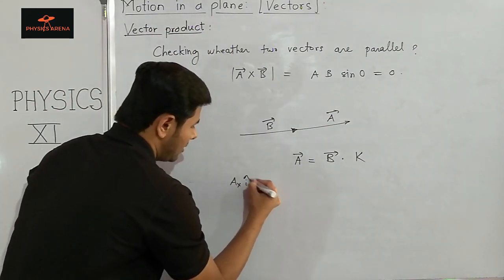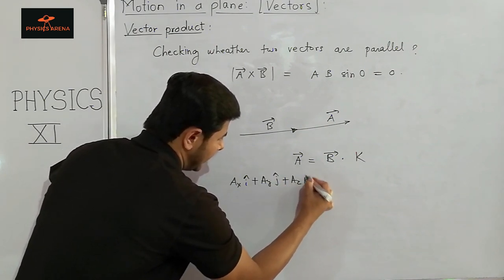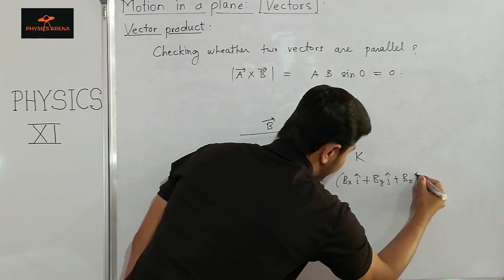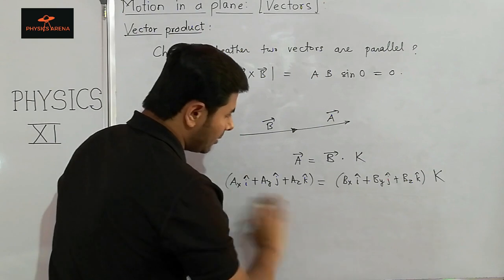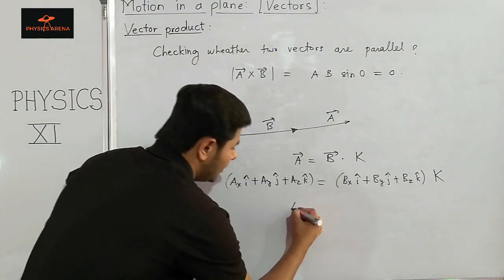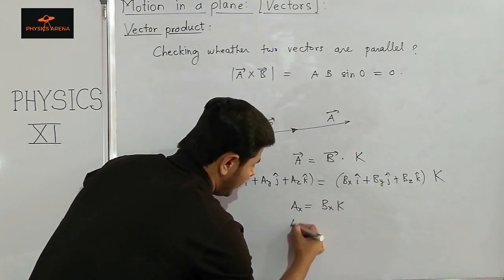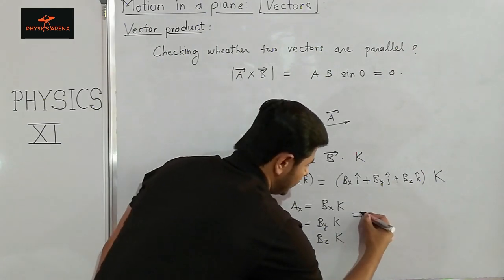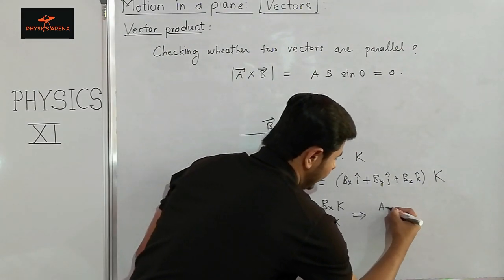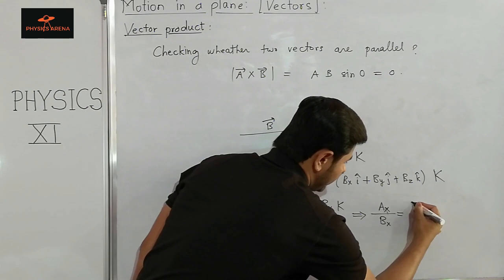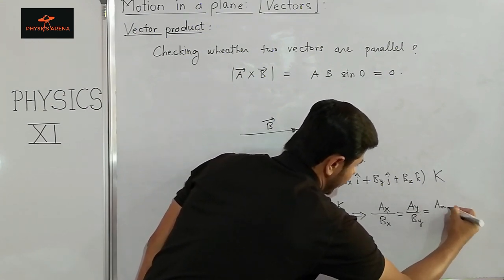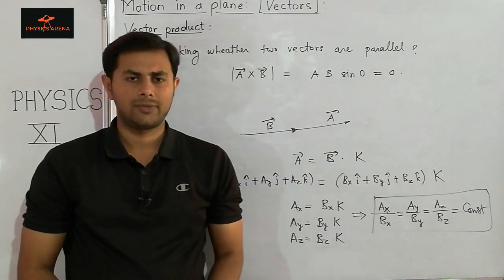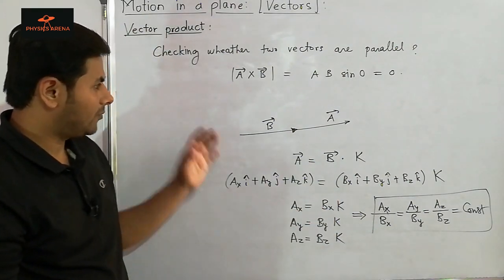And what does it mean? That AX I cap plus AY J cap plus AZ K cap equals BX times I plus BY times J plus BZ times K, into this K. And if you compare the components on both sides, you will get AX equals BX times K, AY equals BY times K, AZ equals BZ times that K, which means the ratio of AX to BX will be equal to the ratio of AY to BY, and equal to the ratio of AZ to BZ, and that is some constant which we are calling K. Okay, so this is a much simpler method to find whether two vectors are parallel or not.